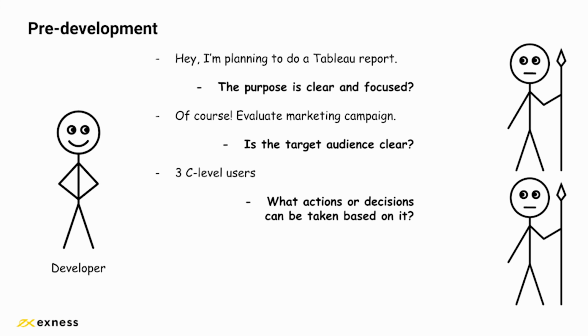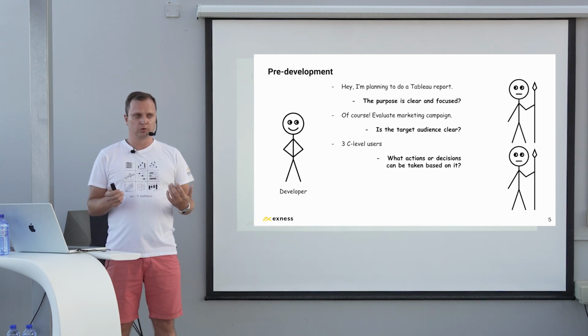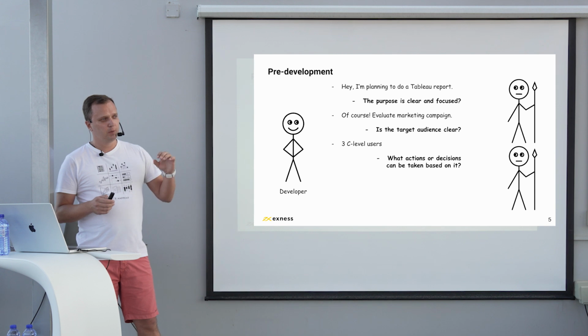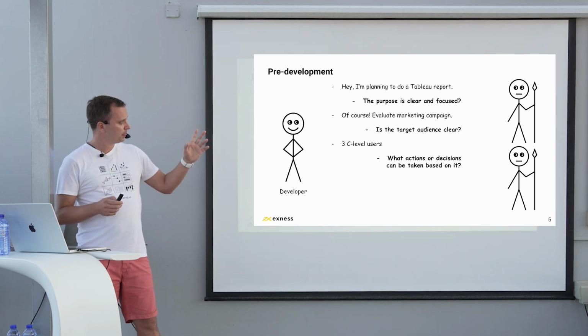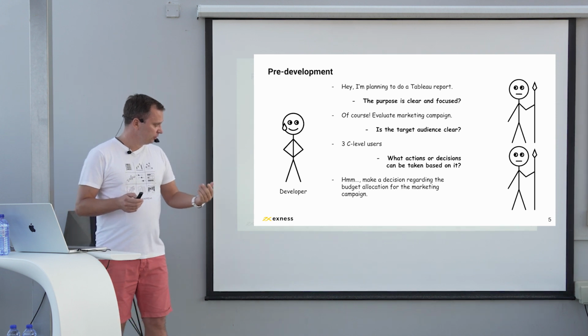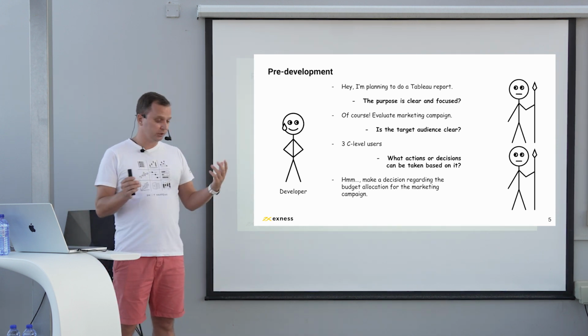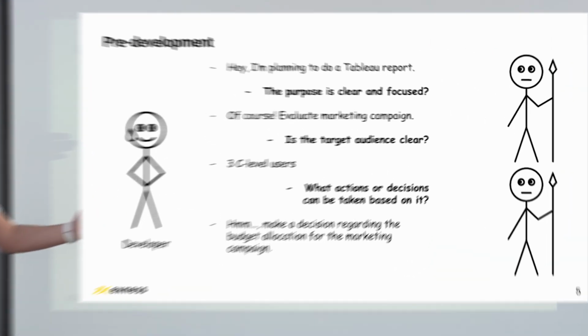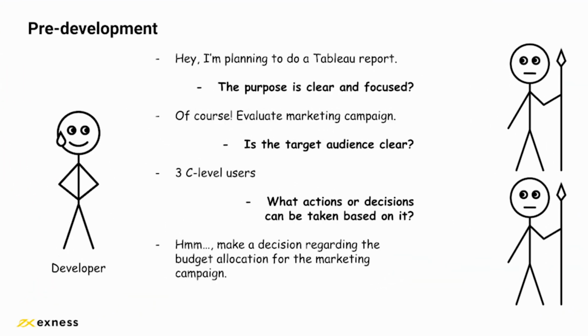And this is a really tricky question, because in maybe 50% of cases, users can't answer. By asking this question, we just double-check that the purpose is clear and the audience is clear, and we are waiting for an answer that makes a decision regarding the budget allocation for the marketing campaigns, which is the best one for us. So it's the first stage. If we have the go-ahead from the guards, we can do the dashboards in Tableau.